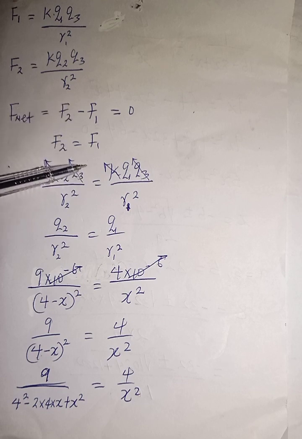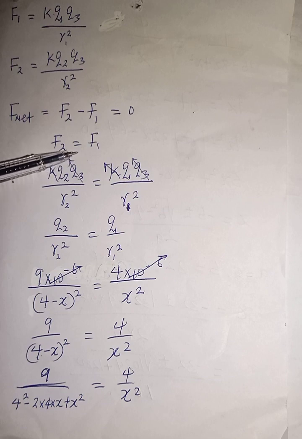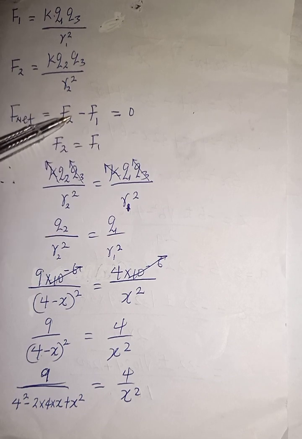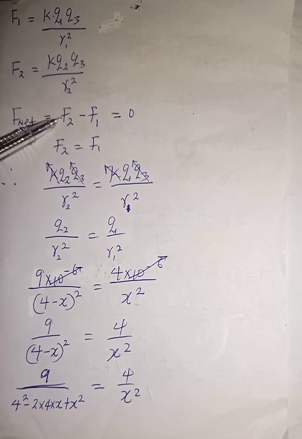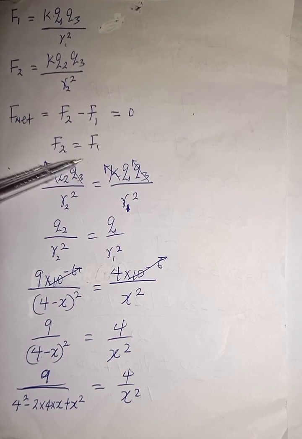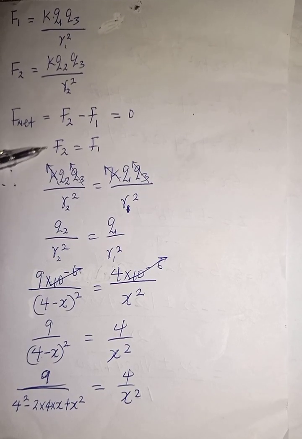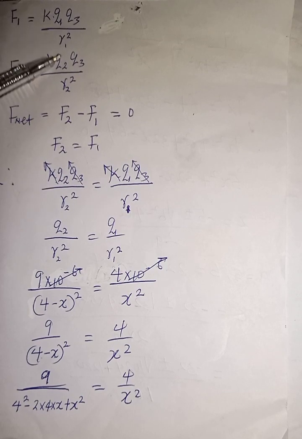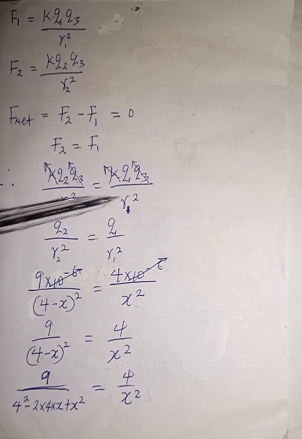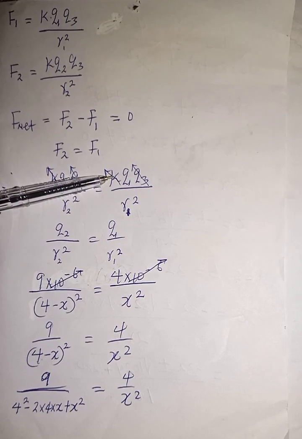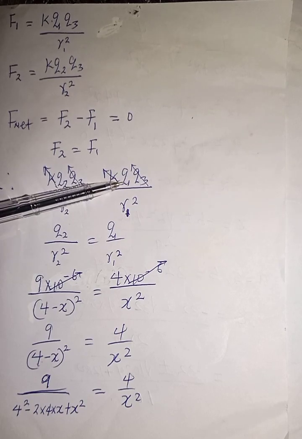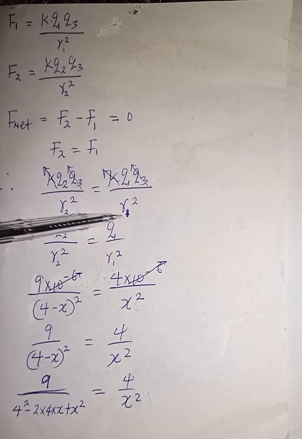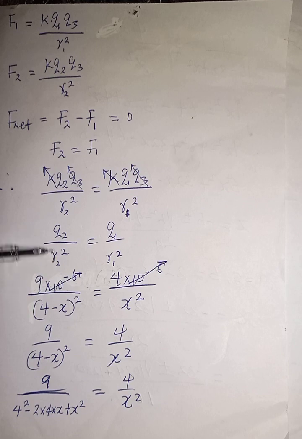Because when they are the same, the net force between them will be equal to 0. So if F2 minus F1 is equal to 0, if you move F1 to this other side, it will change to plus. So we'll now have F2 equal to F1. Now what is F2? Just substitute F2 here, substitute F1 into this place. Then k, we cancel out k. Q3, we cancel out Q3. We have Q1 left here, Q2 left here, r2, r1. Then we'll be having this.